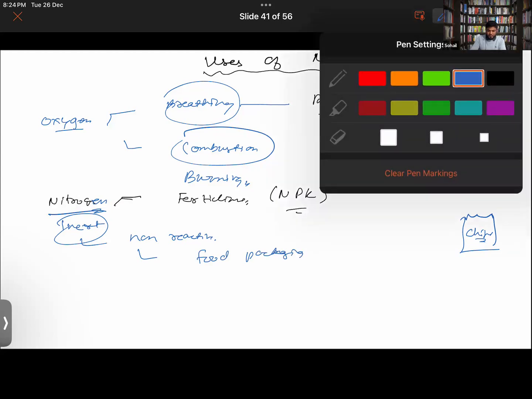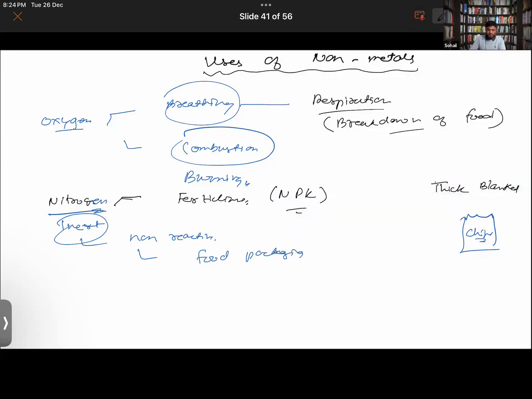So if the foods were not filled with nitrogen gas, the food would react with the oxygen there. Hence, food poisoning will happen. Okay. Then similarly, you all might have heard or studied about chlorination.